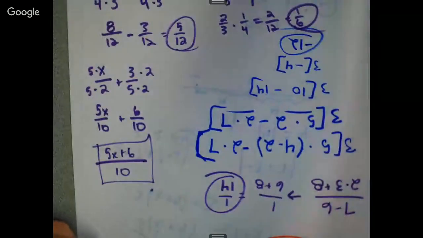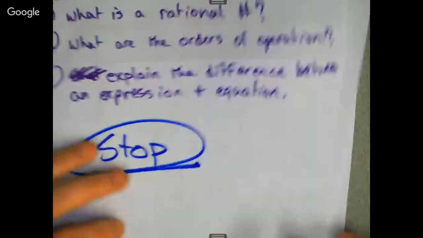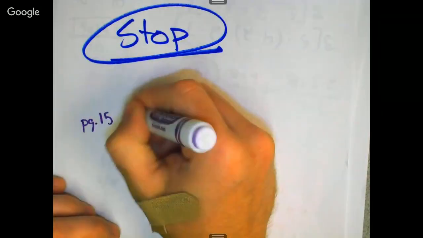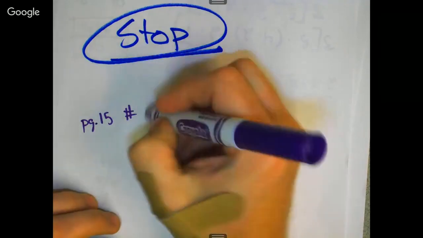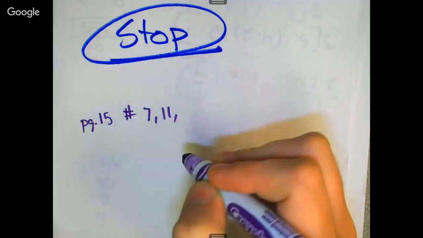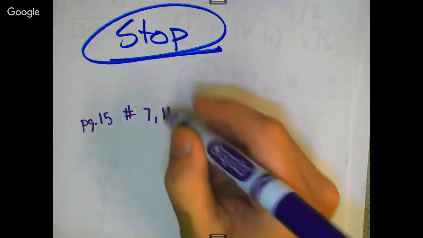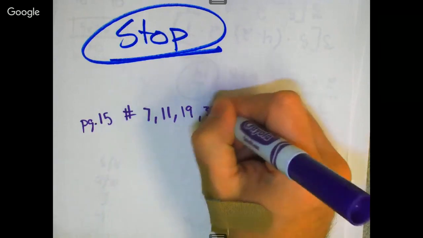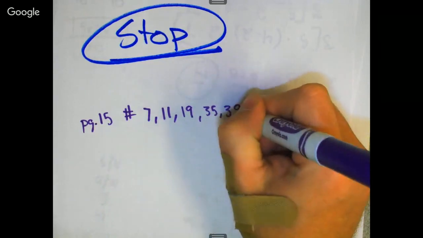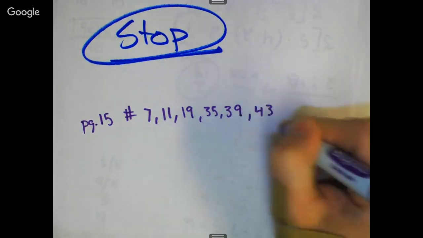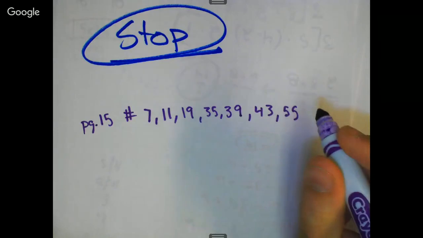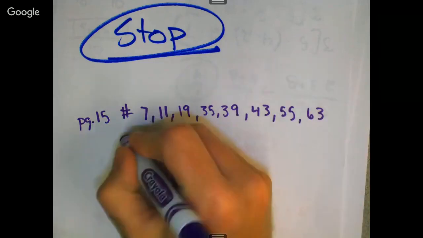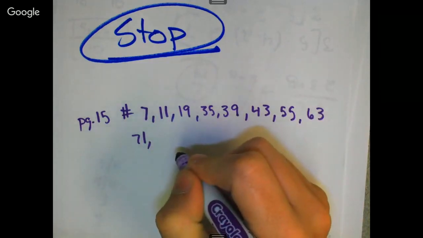Now, your suggested problems are on page 15, numbers 7, 11, 19, 35, 39, 43, 55. Now know that these are suggested problems, so they are not required. 63, 71.